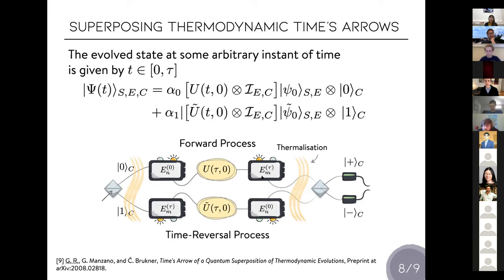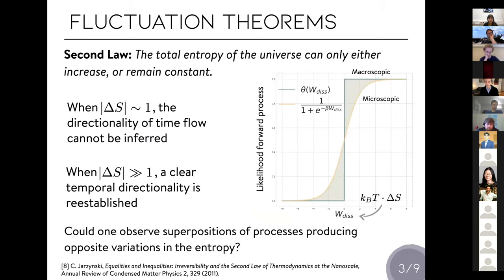So there are fluctuation theorems also in the classical case. As I was saying before, fluctuation theorems as they were initially introduced are indeed classical. And in the language of fluctuation theorems, one says that when the entropy production is very large, then there is a well-defined arrow of time. And instead, when the entropy is small, then very often the time directionality cannot be inferred. But the idea is that there is still an underlying arrow of time, but it's more tricky to infer it because of these quantum fluctuations.